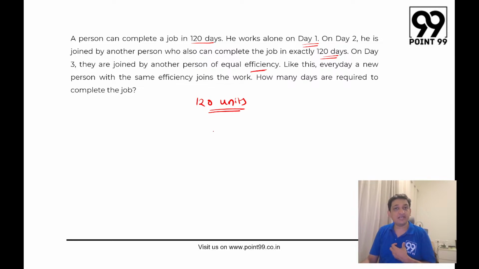क्यों 120 units लिया मैंने? क्योंकि 120 days these people are working ना. So 120 days if they are working and I want to figure out what is the entire work that they are doing, I can say that every day they are doing 1 unit of work. So let's say for example ये लोग bricks lay कर रहे हैं.